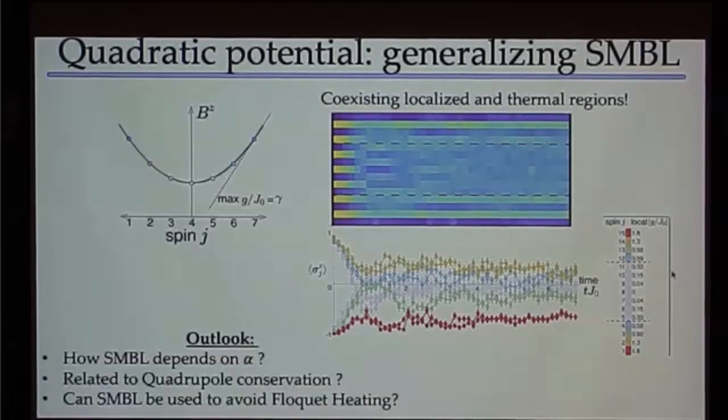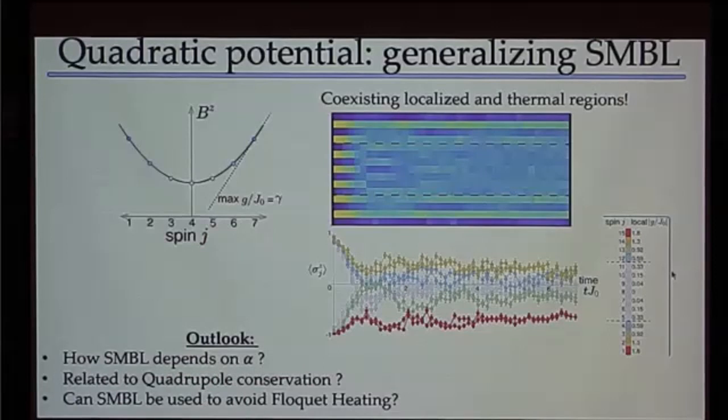So as an outlook, there are open questions. Of course, this is a finite size system, so we don't know how Stark MBL survives if we decrease alpha more and more. It's well known that if you decrease alpha and you have longer and longer range interactions, you will eventually destroy MBL. And we can use the gradient, for example, to explore quadrupole conservation.